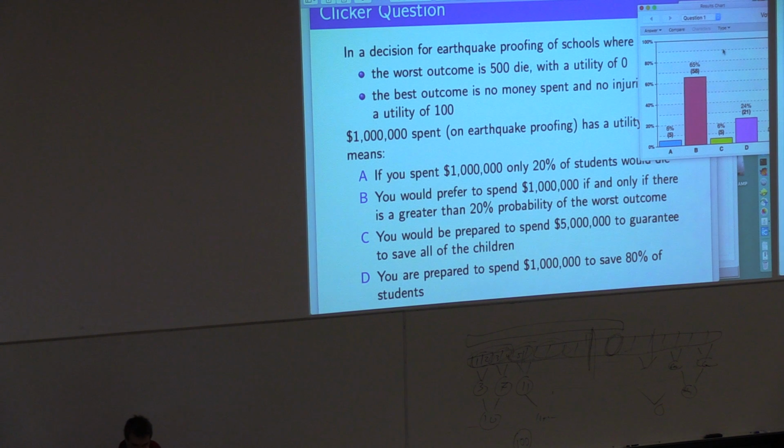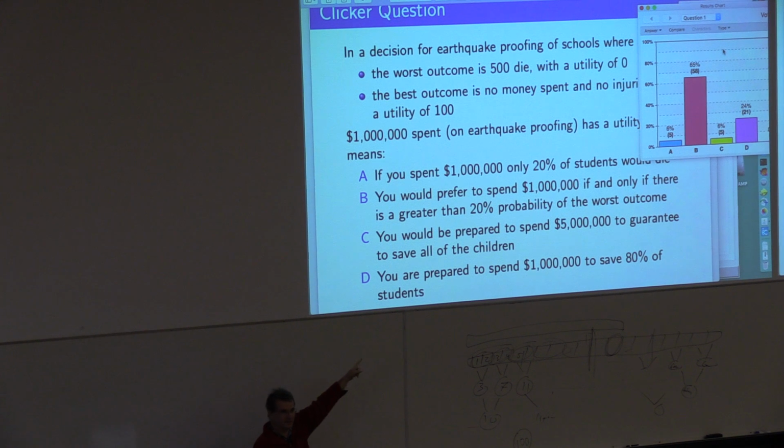Right. So B is the right answer. It's all about taking lotteries. It's all about taking chances about how likely you think an earthquake that's going to bring the building down is. And as that probability goes down, you're less willing to spend money, and as the probability goes up, you're more willing to spend money. It's all to do with the probability. It's not to do with percentage of students or anything else. It's all to do with taking chances about lotteries of things.